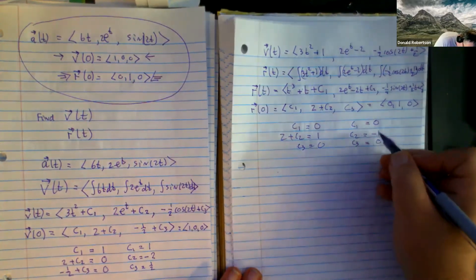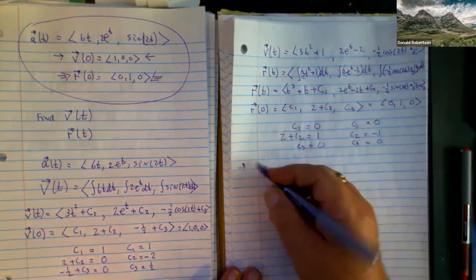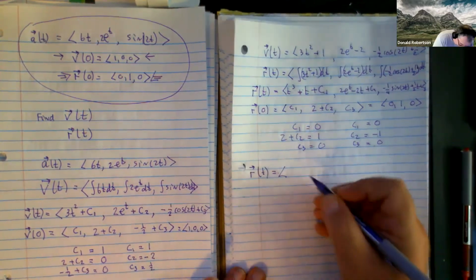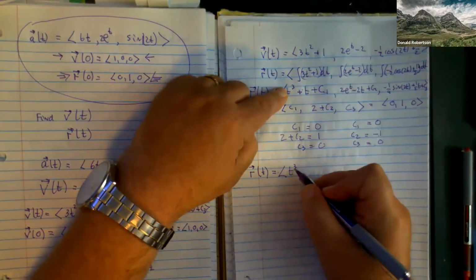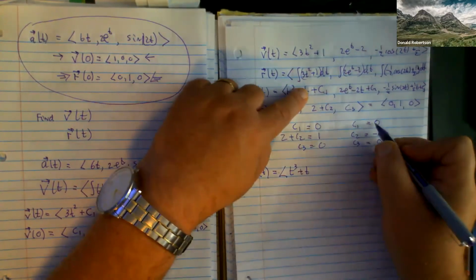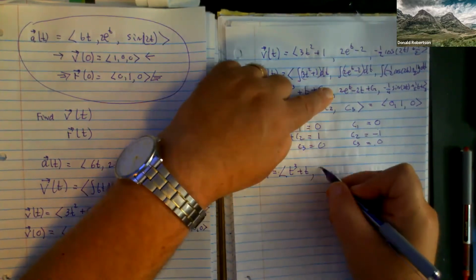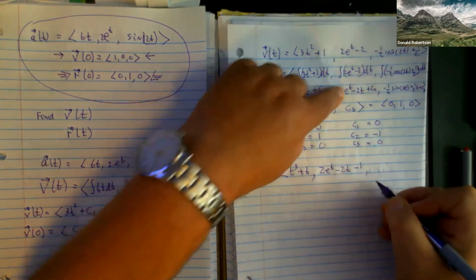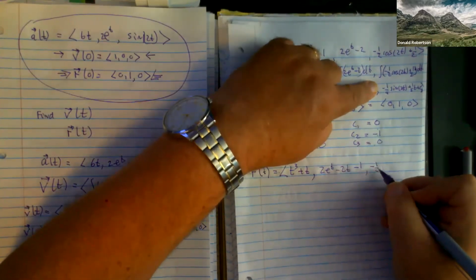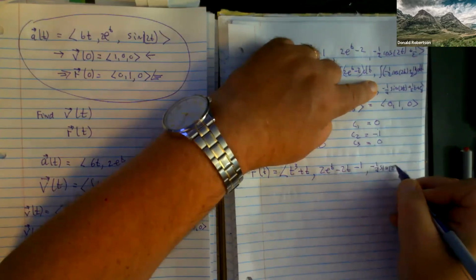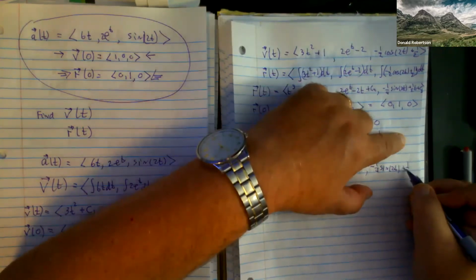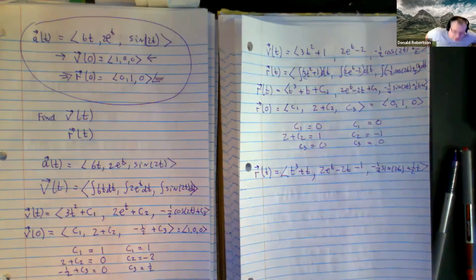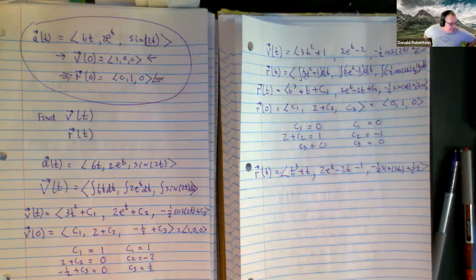Now you put those in here, here, and here, and you have your complete version. It's going to be t cubed plus t plus nothing. Middle one, 2e to the t, take away 2t minus 1. And the one at the end, -1/4 the sine of 2t, plus a half t, plus nothing. So we'll write it down. And we now have our position vector.